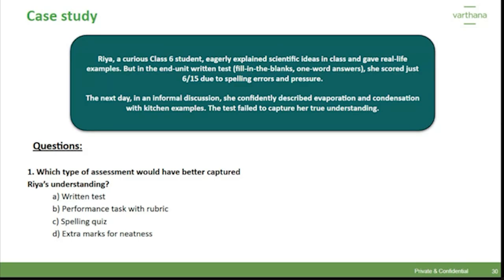But the next day, in an informal discussion with the teacher, she confidently described evaporation and condensation with a kitchen example. Here you can see the student describes evaporation and condensation with a real life example. It means her understanding of the concept is very good, and the test failed to capture her true understanding.